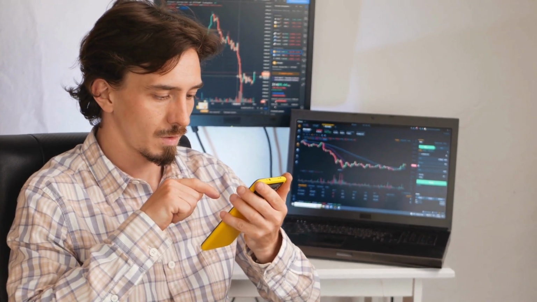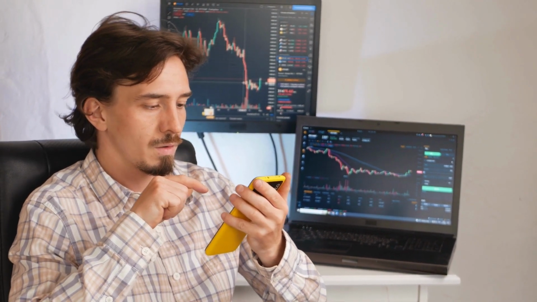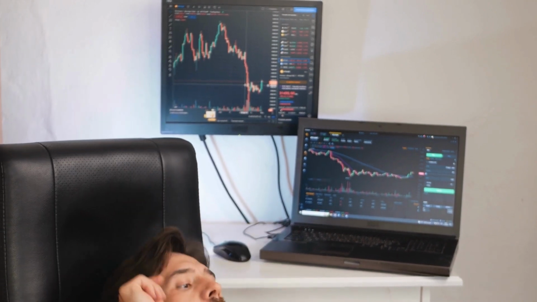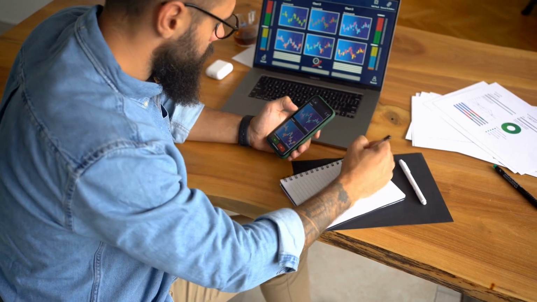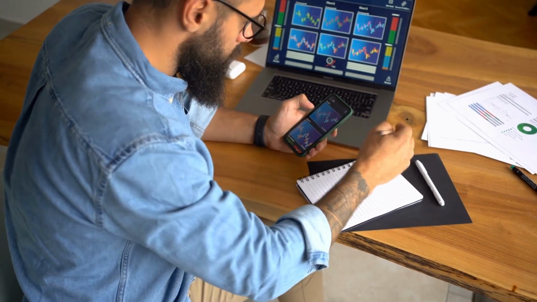If you're into Forex trading or just starting out, you know how crucial it is to make informed decisions. And one of the best ways to do that is through fundamental analysis. Today, I'm going to walk you through a step-by-step guide on how to conduct a fundamental analysis for a currency pair. So let's dive in.